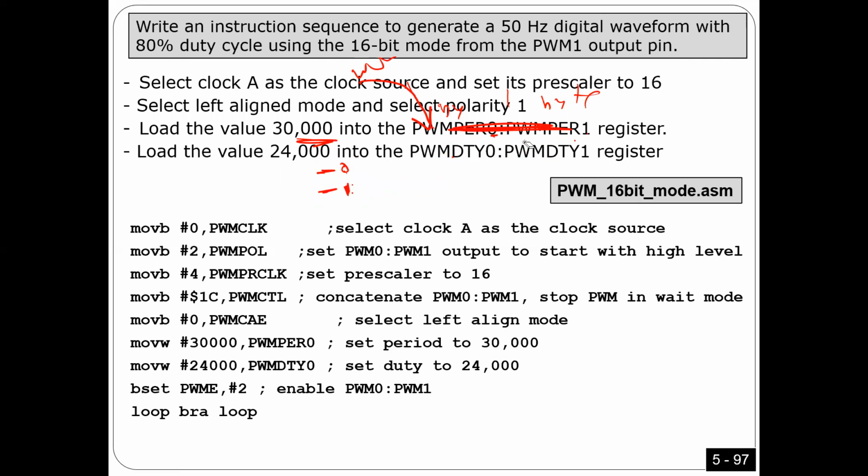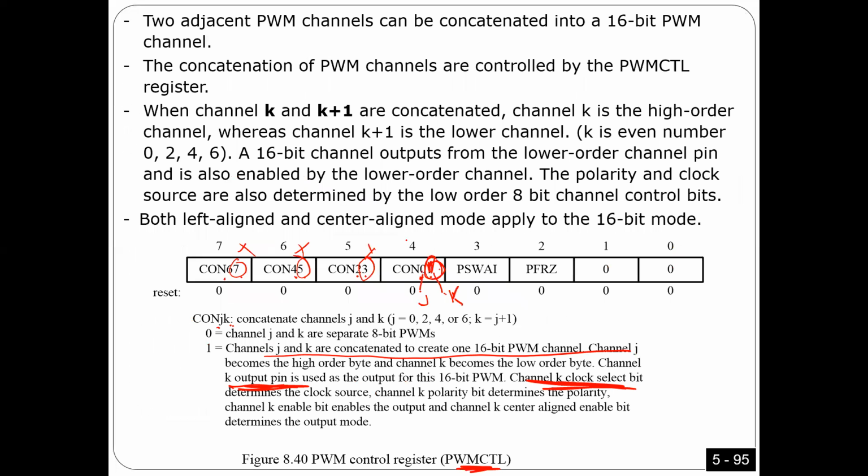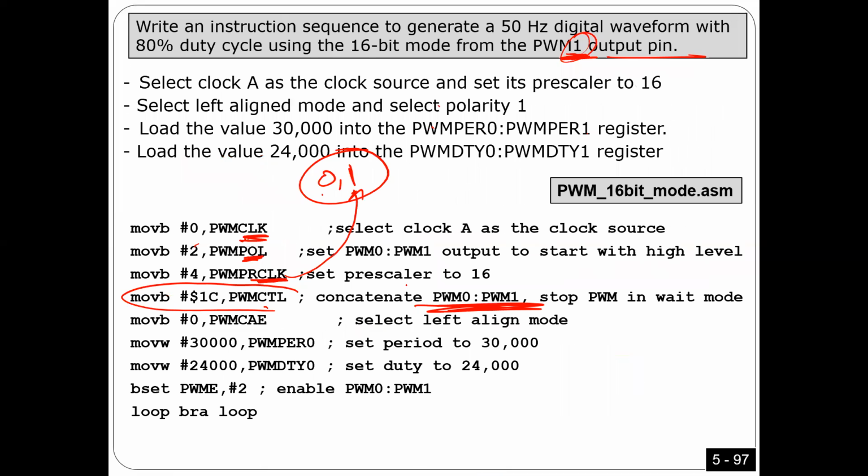So this is just an example to show how it works. I want to use channel 0 and 1 concatenated together. Number 1, the output is going to come from channel 0, from number 1, as I said. Number 2, if you want to set the clock, you have to set the clock of 1. If polarity, it has to be polarity of 1. Clock selection, you have to program 1, not 0. For concatenation, you have to put 1 here. You have to put 1 here also. Alignment: I'm going to use the bit of 1.